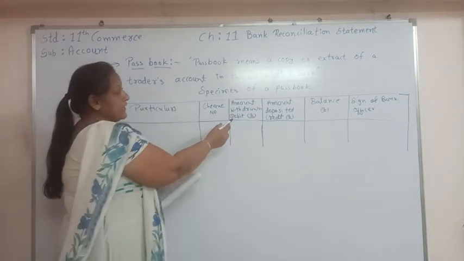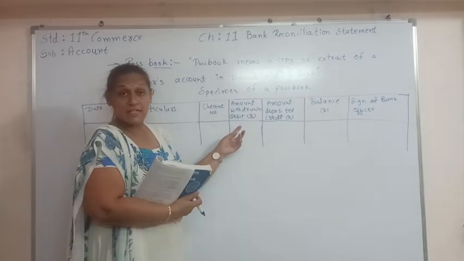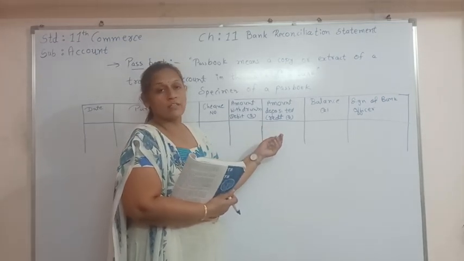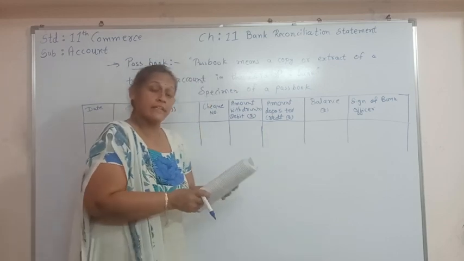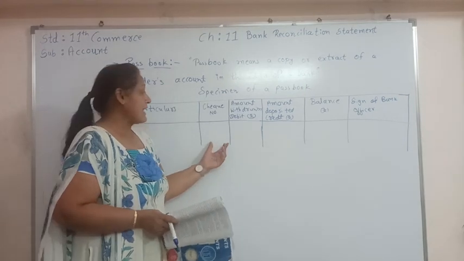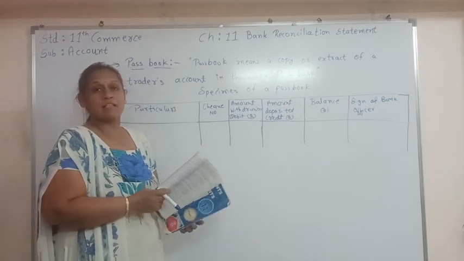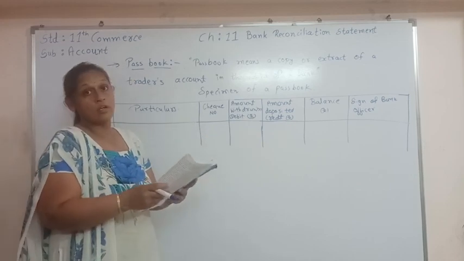So here we can see that the amount withdrawn from the bank is debit, and amount deposited in the bank is on the credit side. It is exactly reverse of the cash book. So this is the extract of the passbook. This is the specimen of the passbook. And so these are the columns of the passbook.